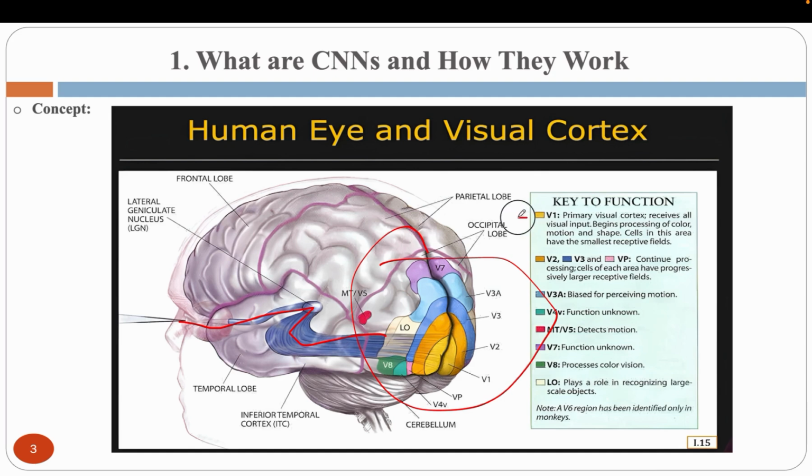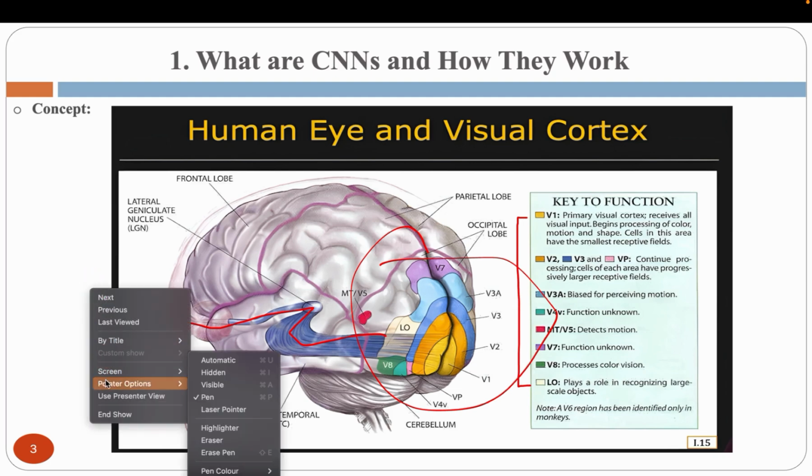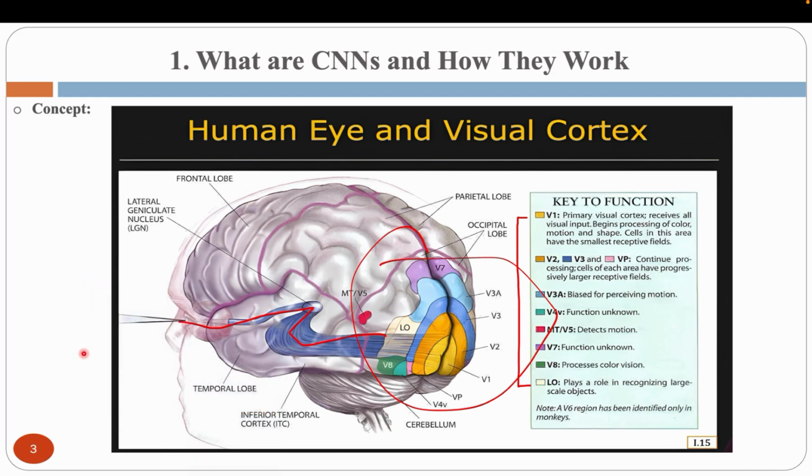As we can see here, we have many functions like V1, V2, V3, and V8. For example, if we see the function of V8, it is for color vision processing. Now, why is this important for CNN? Since CNNs mimic this layered structure of the human visual system, instead of neurons, they use convolutional layers to extract low level to high level features.